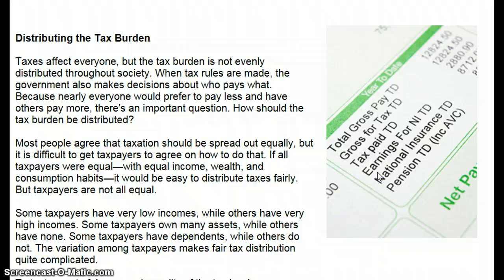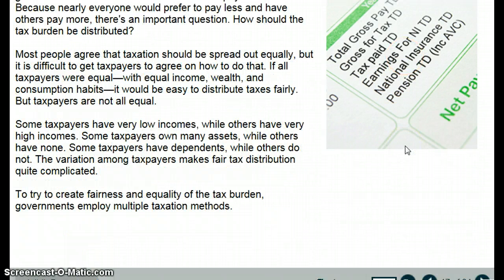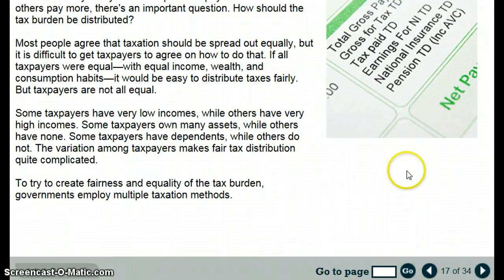Most people agree that taxation should spread out equally, but it is difficult to get taxpayers to agree on how to do that. If all taxpayers were equal, with equal income, wealth, and consumption habits, it would be easy to distribute taxes fairly. But taxpayers are not all equal. Some taxpayers have very low incomes, while others have very high incomes. Some taxpayers own many assets, while others have none. Some taxpayers have dependents, while others do not. The variation among taxpayers makes fair tax distribution quite complicated. To try to create fairness and equality of the tax burden, governments employ multiple taxation methods.